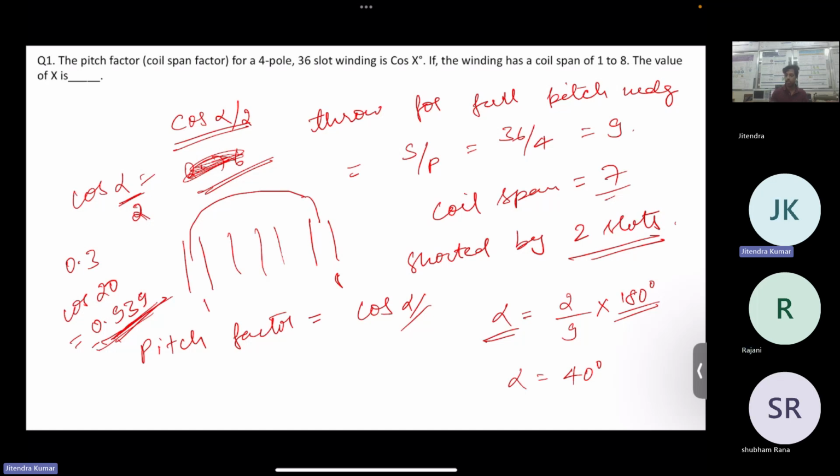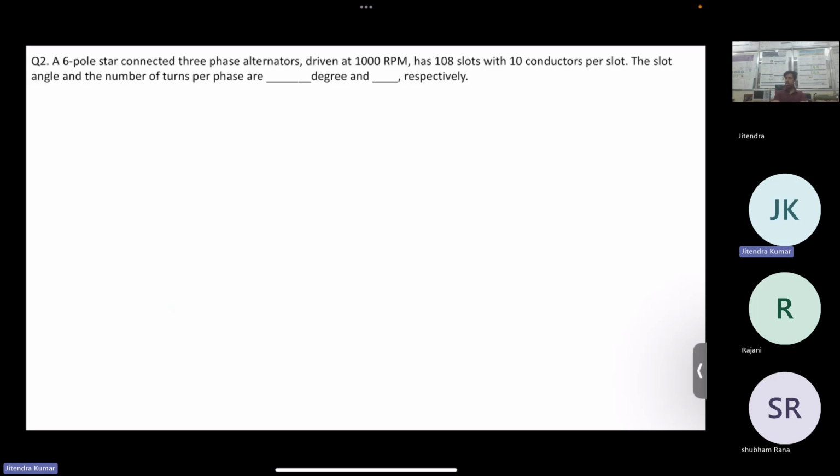No, sir. Okay, so let's move to the second problem. I hope you are able to see the second problem. It is a 6-pole star-connected 3-phase alternator driven at 1000 RPM, with 108 slots and 10 conductors per slot, right? We have to calculate the slot angle and the number of turns per phase.